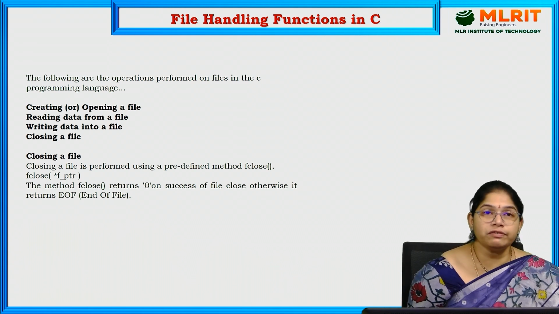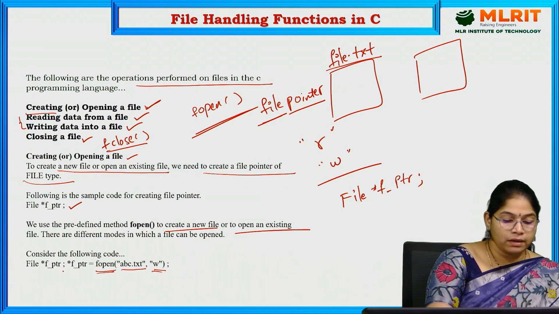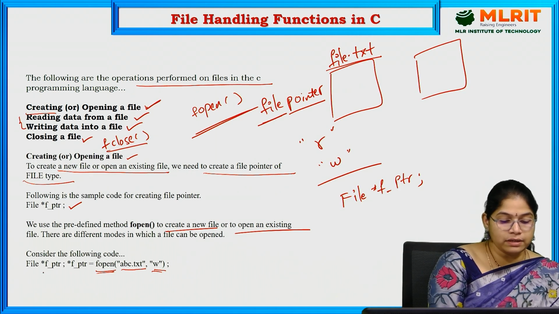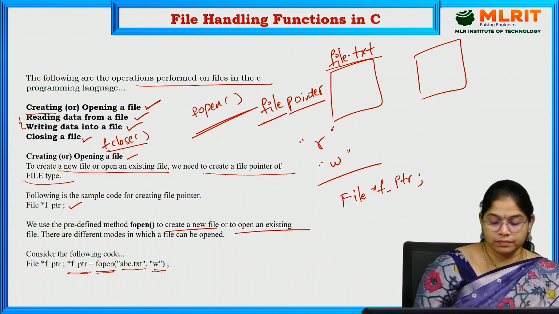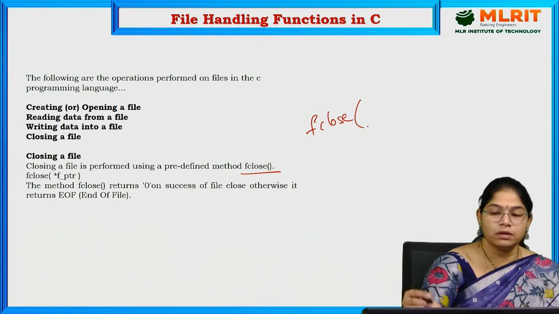To close a file, we have to use a predefined function called fclose. Whatever file pointer was created here, to close it we use the function fclose with the file pointer.